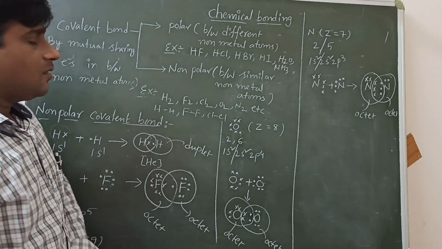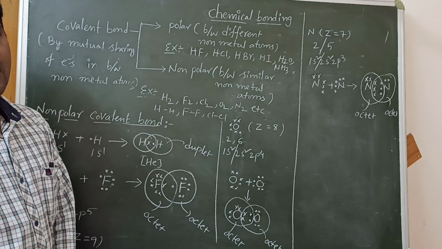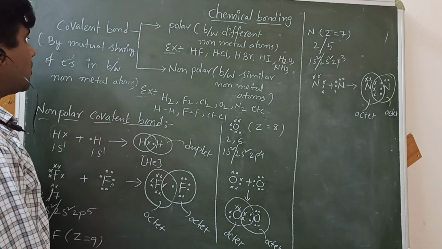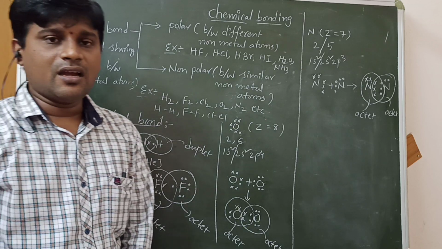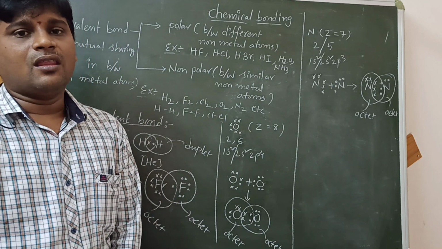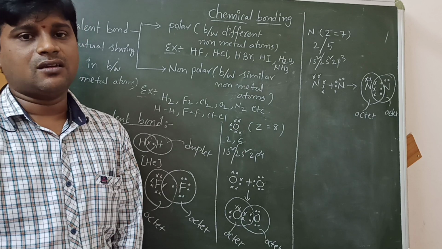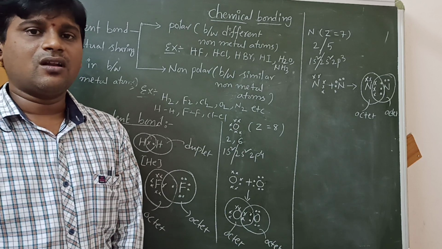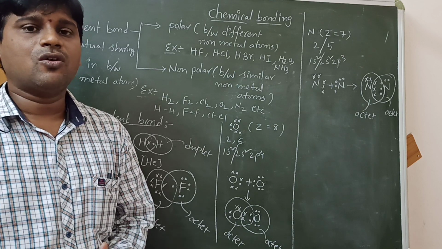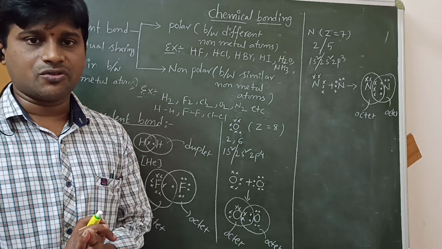Okay, in the last session, we discussed ionic bond formation. In this session, we will discuss covalent bond formation. In previous classes, I told you that a bond is formed generally by sharing of electrons or by transferring of electrons, by losing electrons or by gaining electrons.